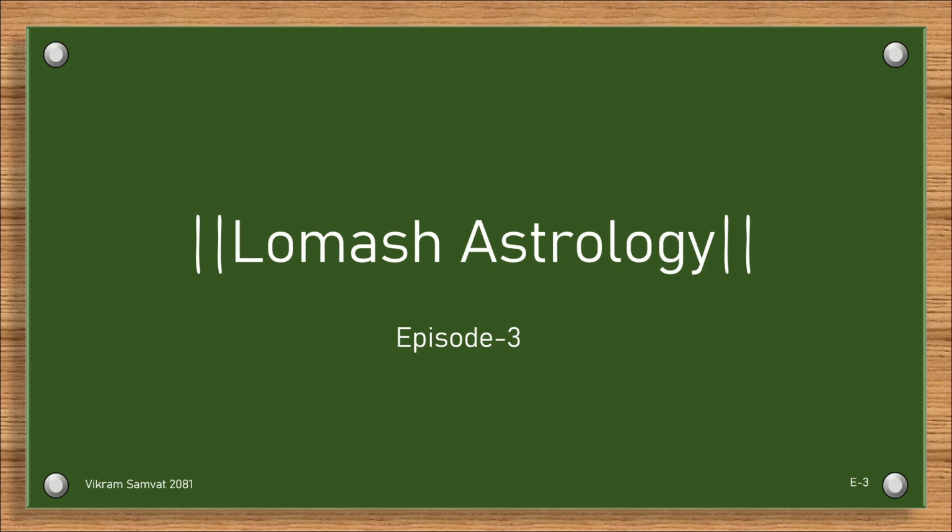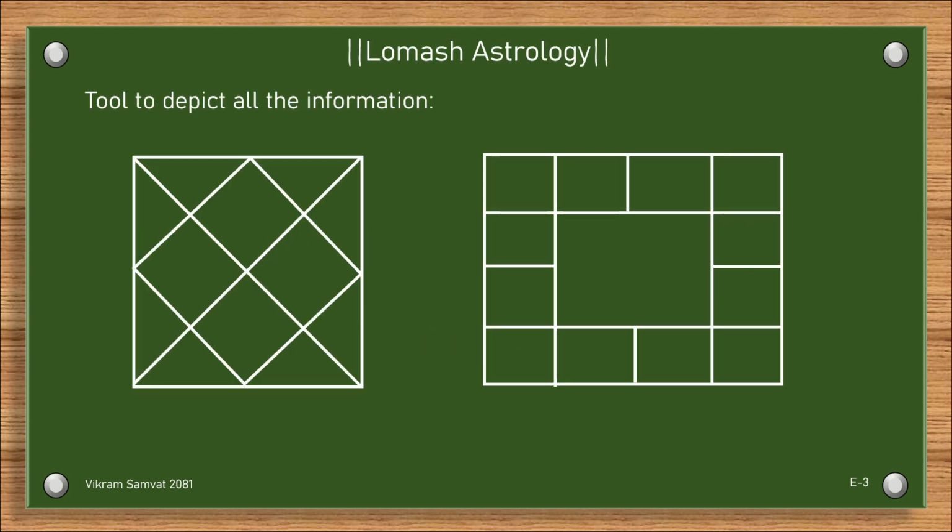Okay, so similarly here also we need a tool, and that tool is called horoscope or kundali or birth chart. Using this tool we capture all the information which we have previously discussed, for example, the 12 zodiac signs, 27 nakshatras, and 9 planets, etc. These are not two different tools, rather these are two different representations of the same tool.